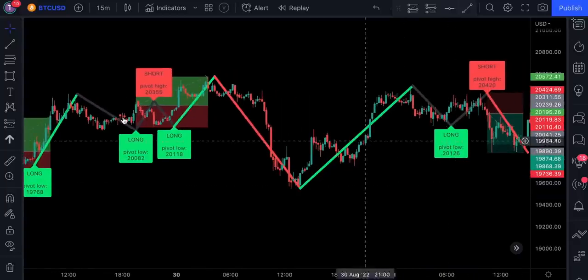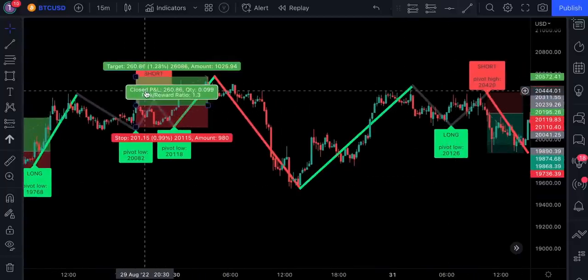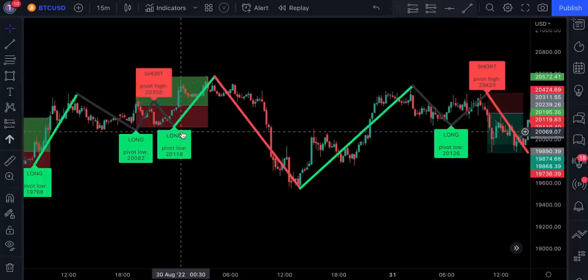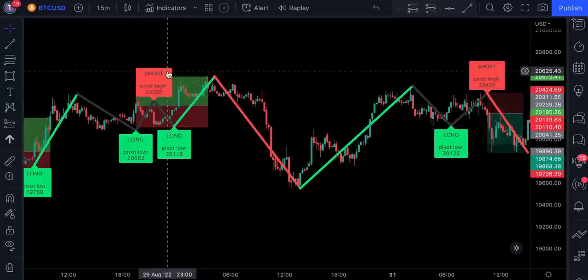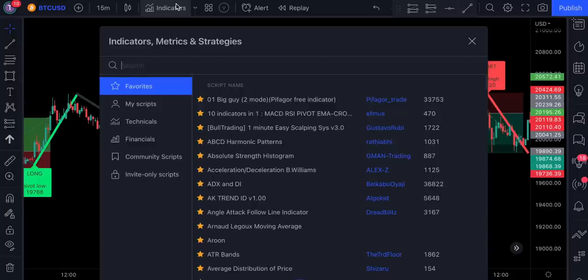Obviously, not all of the entries are perfect. That's why I do not encourage using this indicator on its own. So in order to eliminate a vast majority of these false signals, we need to add another tool to our chart. So let's search for SSL Hybrid.